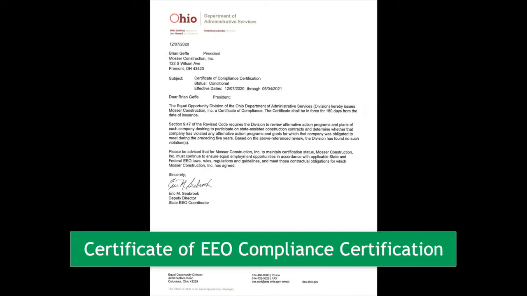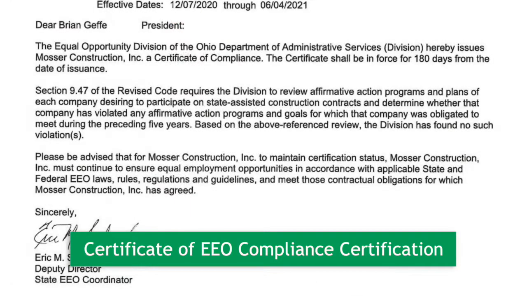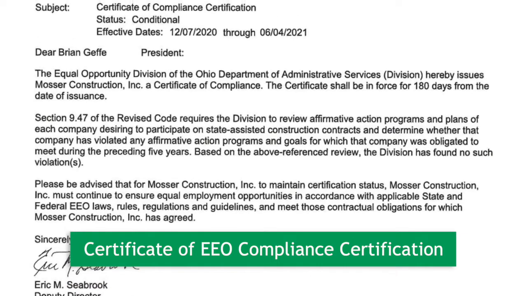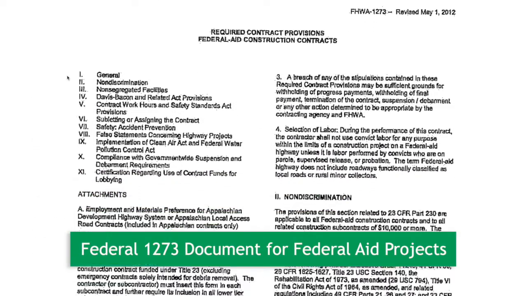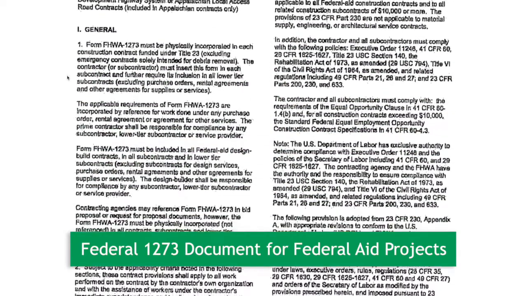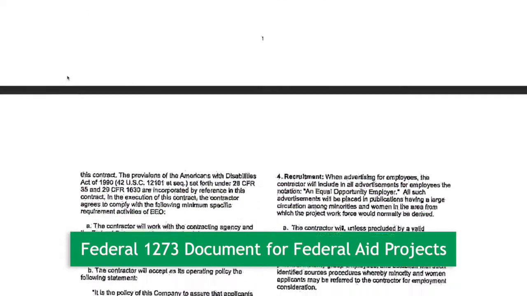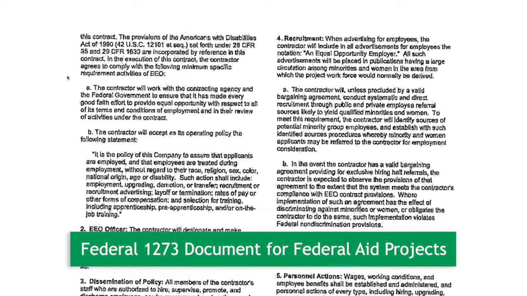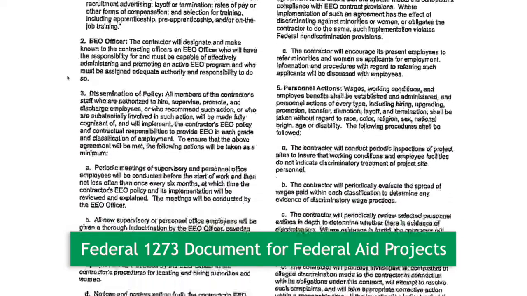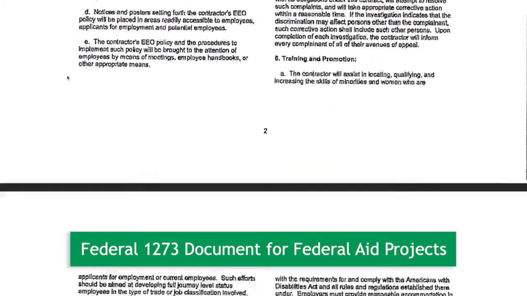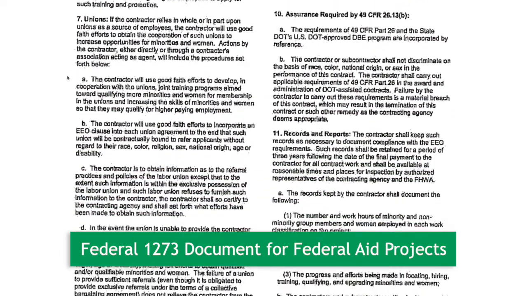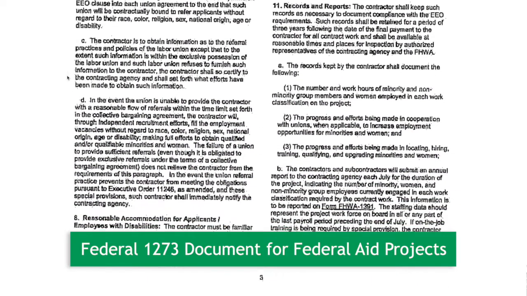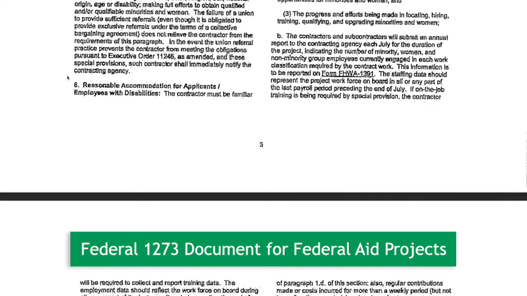Every public works project in Ohio must also include a compliance certification from Ohio's Equal Opportunity Director that certifies the construction company signing the contract is in compliance with EEO law in Ohio. For projects that use federal dollars, which includes most ODOT construction projects, the federal government requires the inclusion of a specific form called the 1273 form. That form, which is also to be included in the subcontractor contract, lists the different federal laws that a contractor and subcontractor must comply with. Such laws include, but are not limited to, federal non-discrimination laws, Davis-Bacon prevailing wage laws, OSHA regulations, and environmental laws, to name a few.